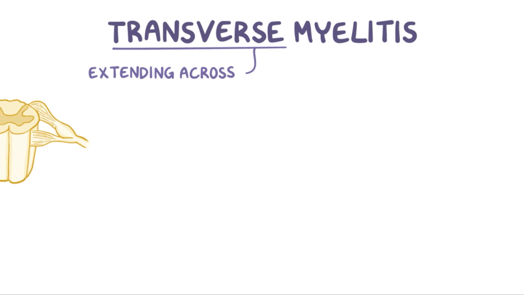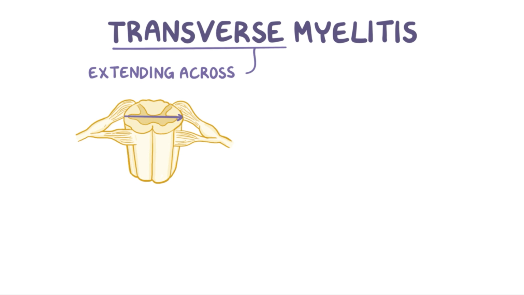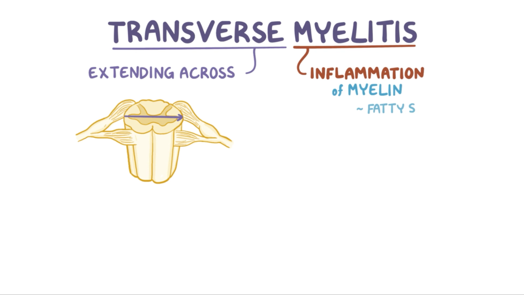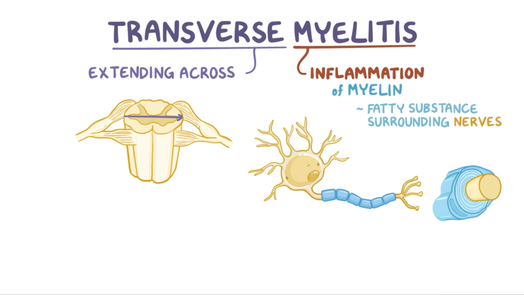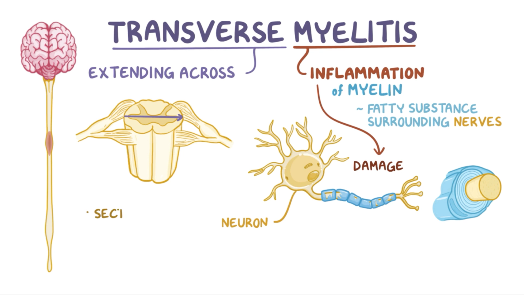The name of the disorder, transverse myelitis, can be broken down. Transverse means extending completely across something. In this case, it refers to going across the spinal cord. And myelitis means inflammation of myelin, which is a fatty substance surrounding nerves. So in transverse myelitis, there's inflammation that damages the myelin as well as the rest of the neuron across a section of the spinal cord.